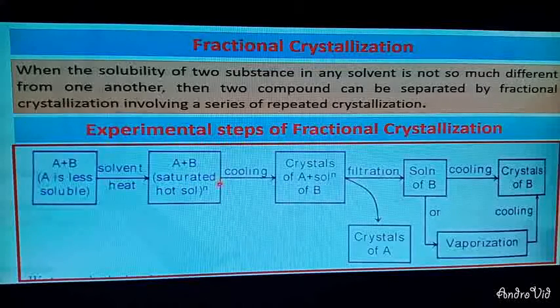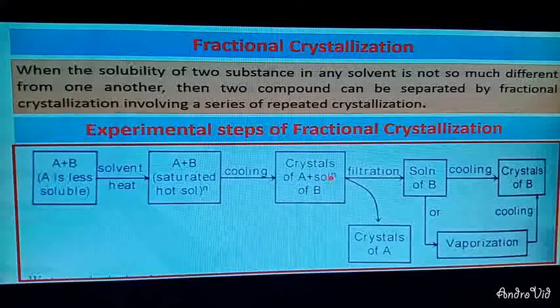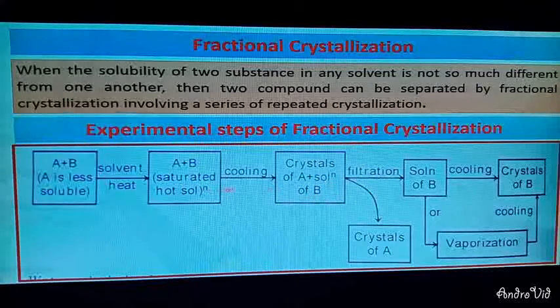Then you have to cool this saturated solution. When you cool this saturated system, A, as the solid substance that is comparatively less soluble in the solvent, will form crystals for the first time, okay. After forming the crystals, A will sediment and be precipitated at the bottom of the reaction container, okay. And the solution in that case will have only the solid substance B, okay.